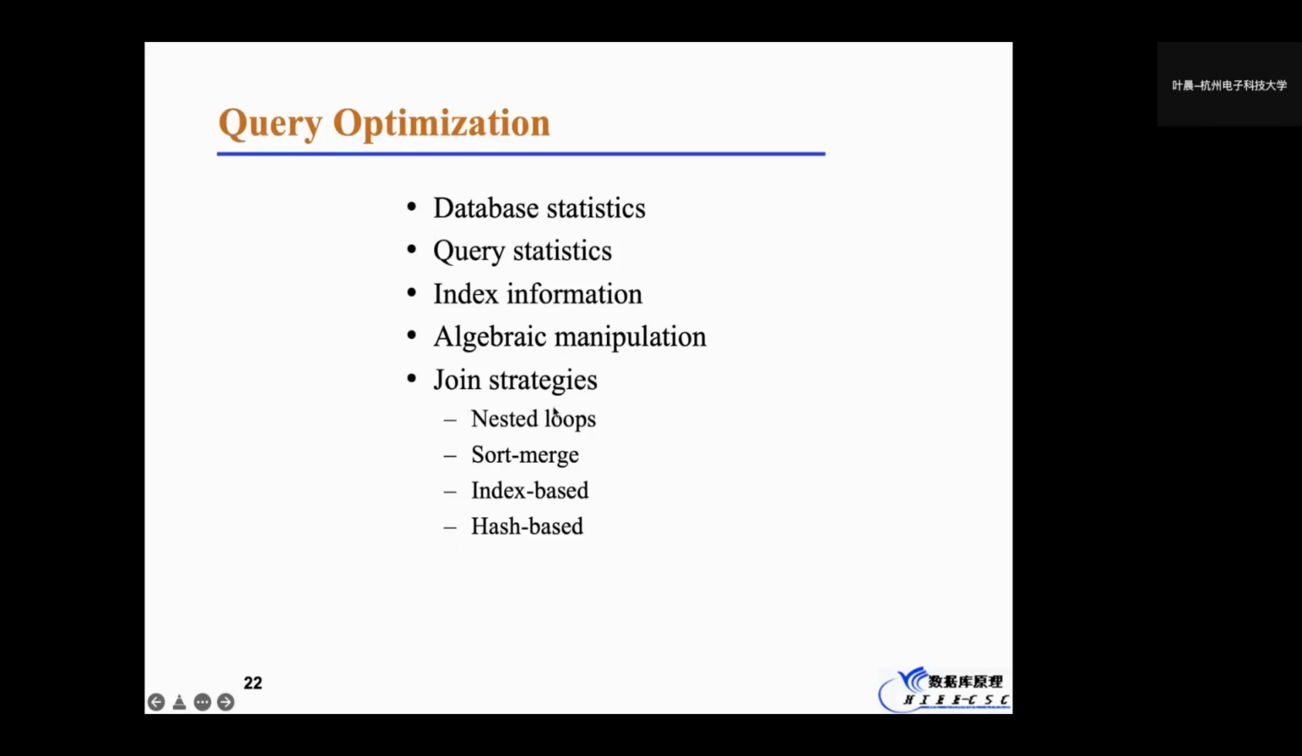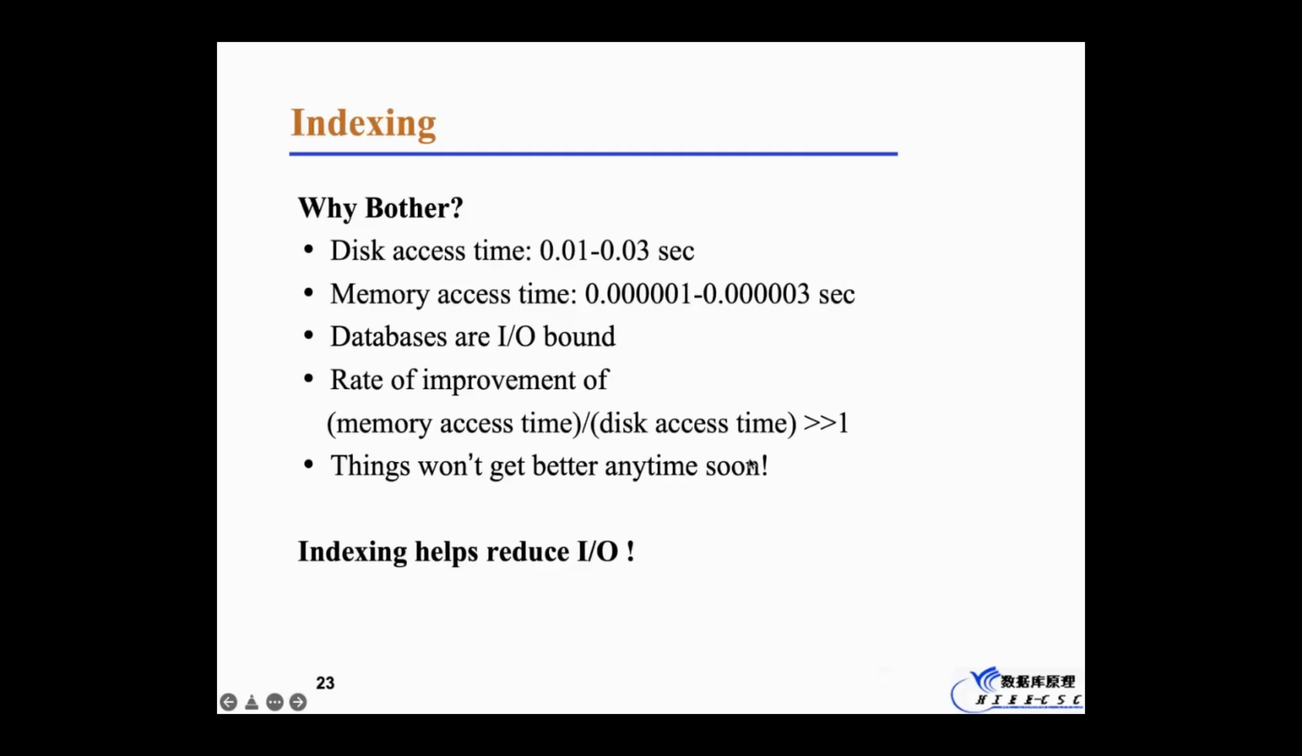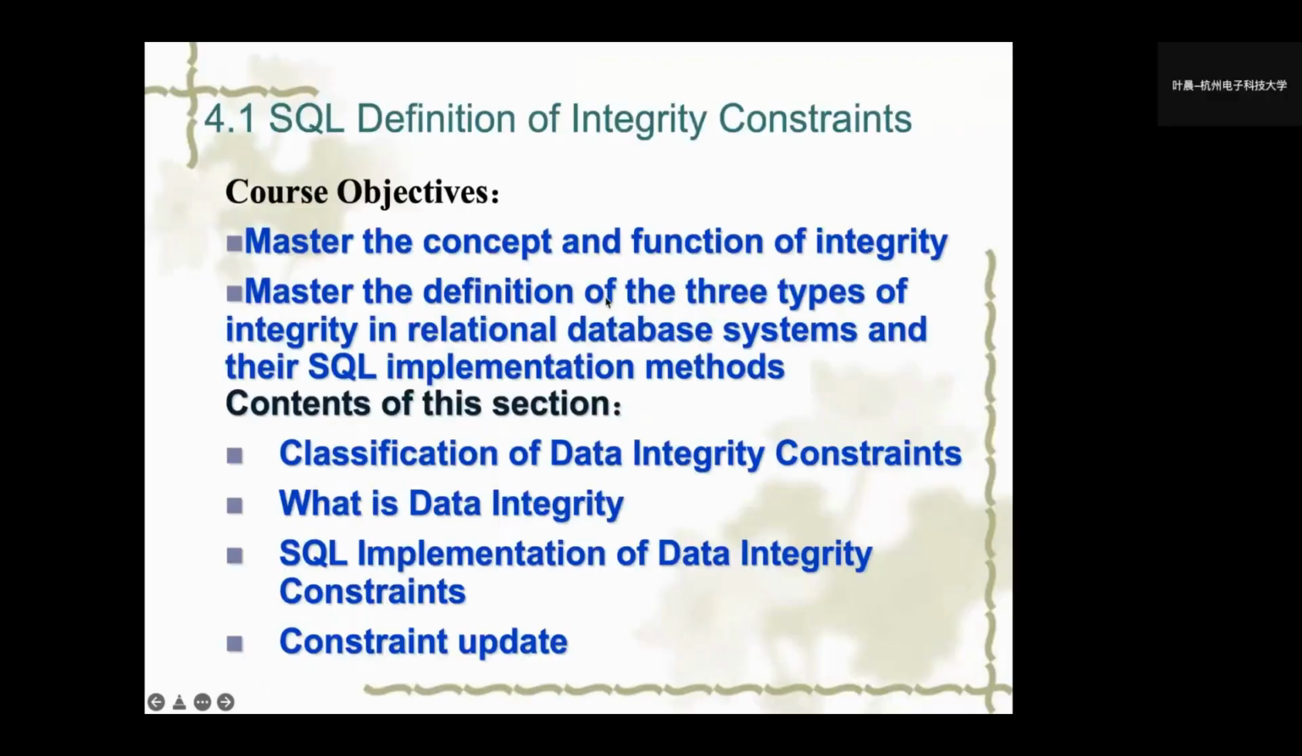And here, why do we use the index information? That is because indexing helps to reduce the I/O time. What is the SQL definition of the integrity constraints?